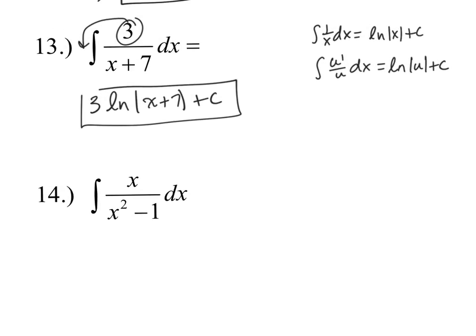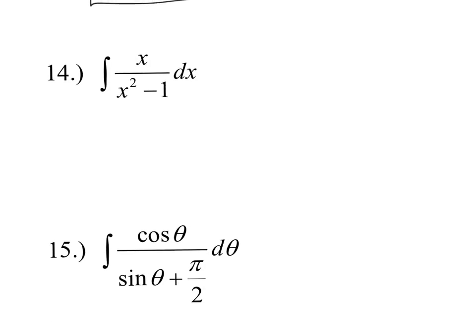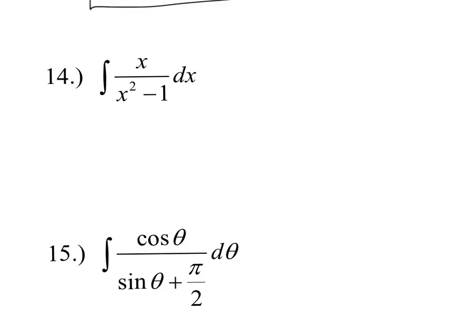All right, and then number 14, this was not quite so straightforward. It's almost u prime over u. The derivative of the denominator would be 2x, and this is x. So why don't we just rewrite this slightly? Let's rewrite this integral like this: 1/2 the integral of 2x over x squared minus 1 dx.